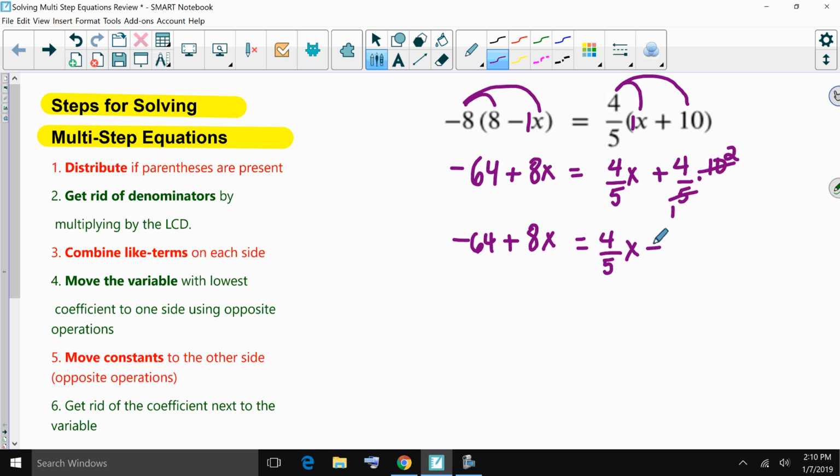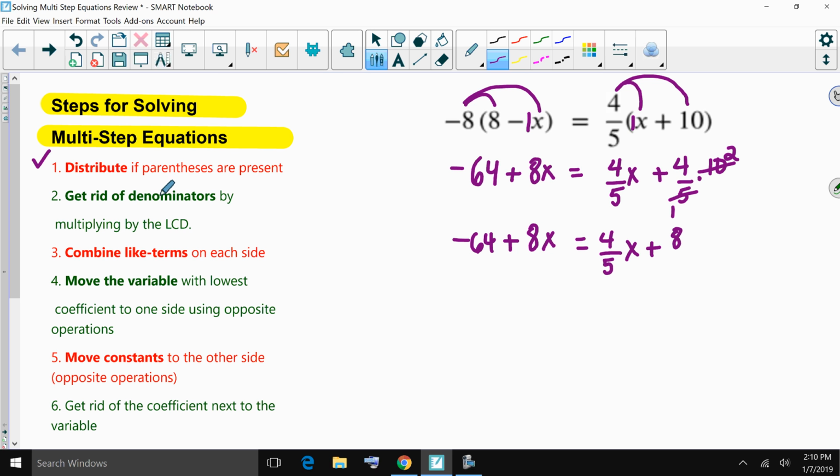And this one over here, I have 4 times 10. But now the 10 is not really 10, it's a 2. So it would be 4 times 2, which is 8. And then 1 times 1, which is just 1. I can put the 1 under this, so just leave it like that. So I'm going to continue solving the equation. I already distributed and got rid of the parentheses.